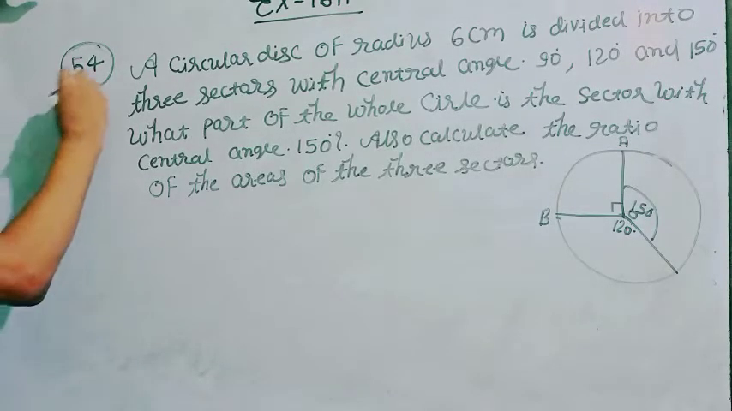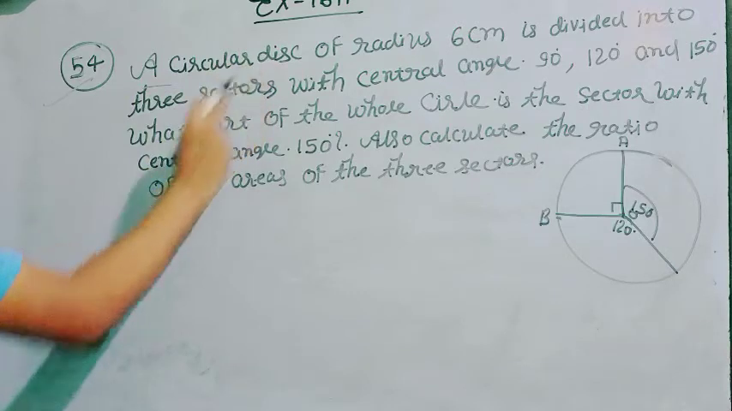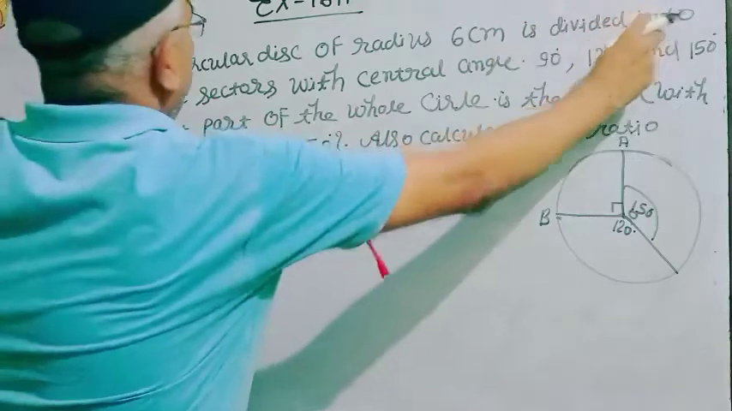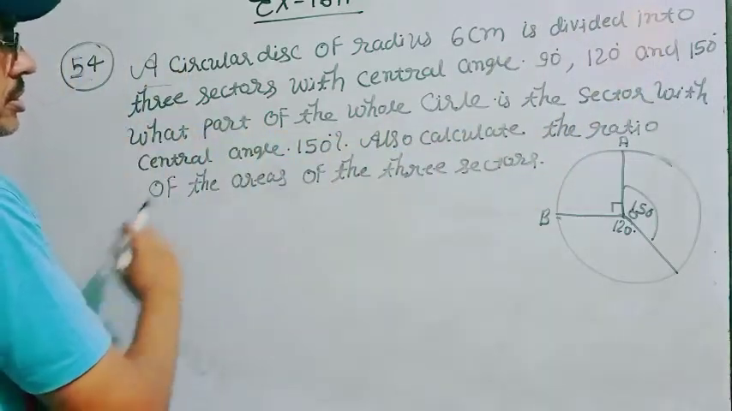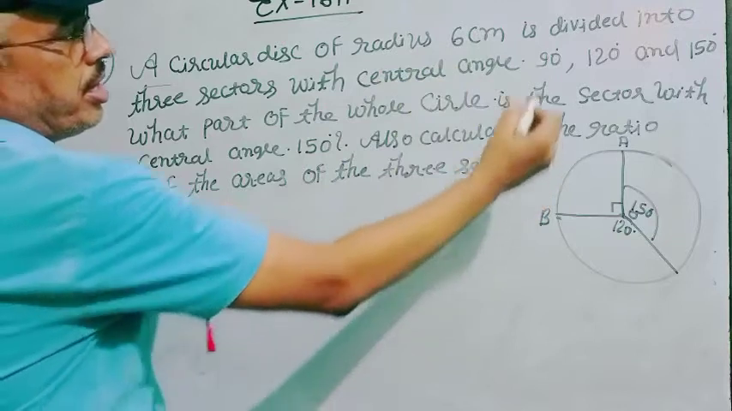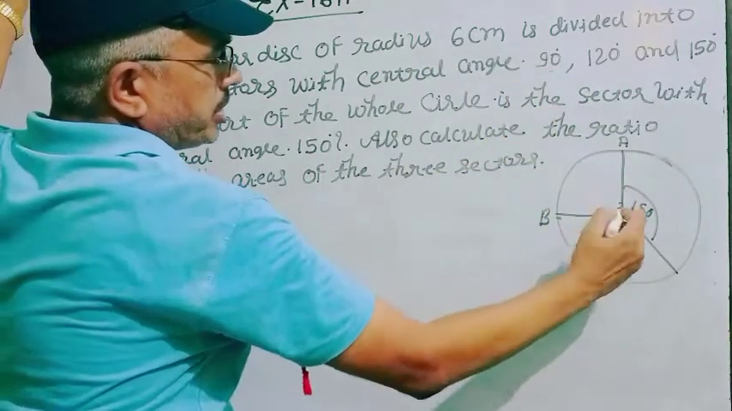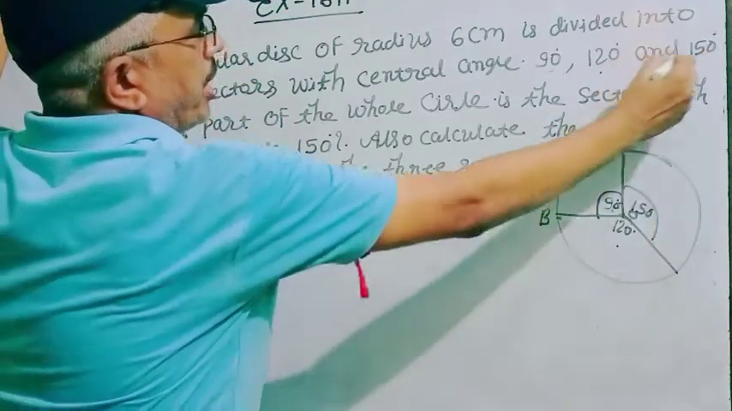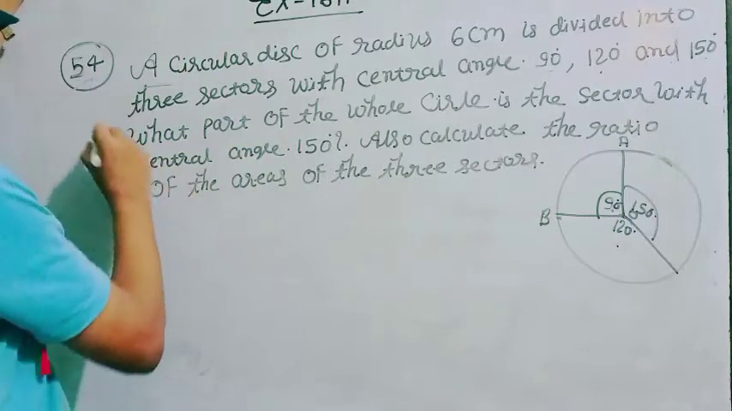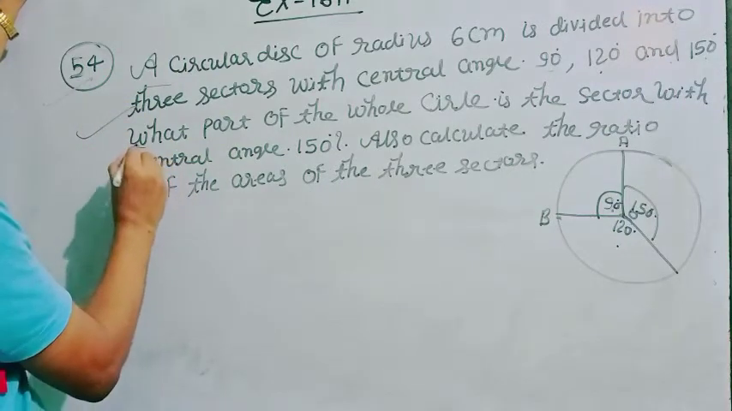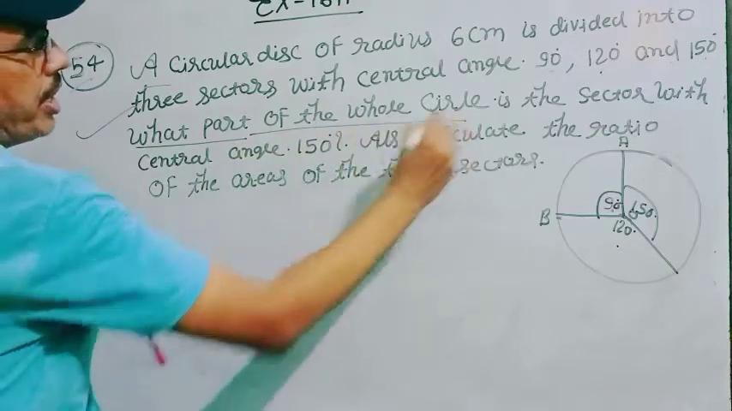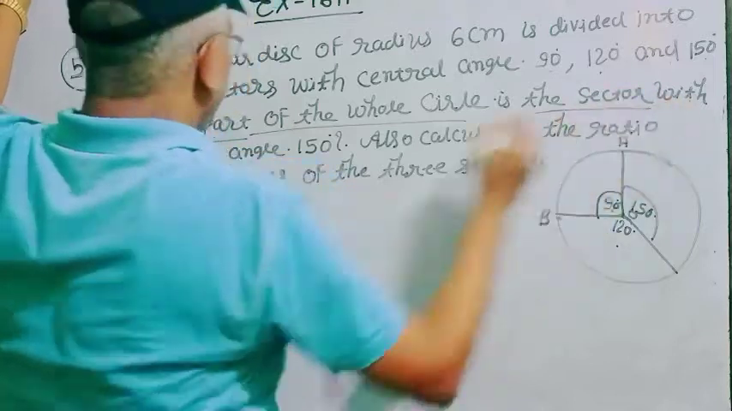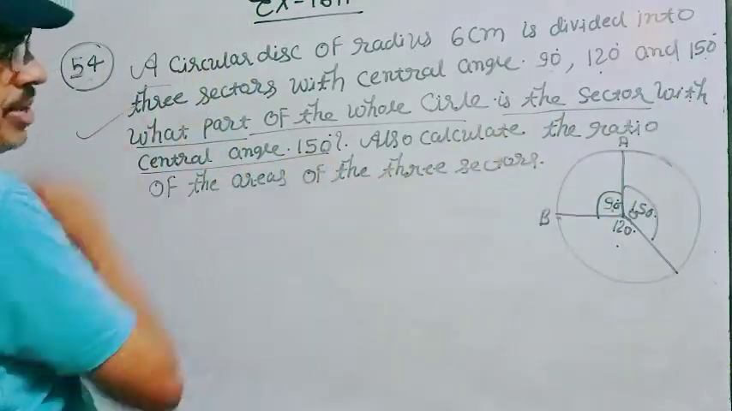Now see question number 54. A circular disc of radius 6 cm is divided into 3 sectors with central angles 90, 120 and 150 degrees. Your first question arises from here: what part of the whole circle is the sector with the central angle 150 degree?